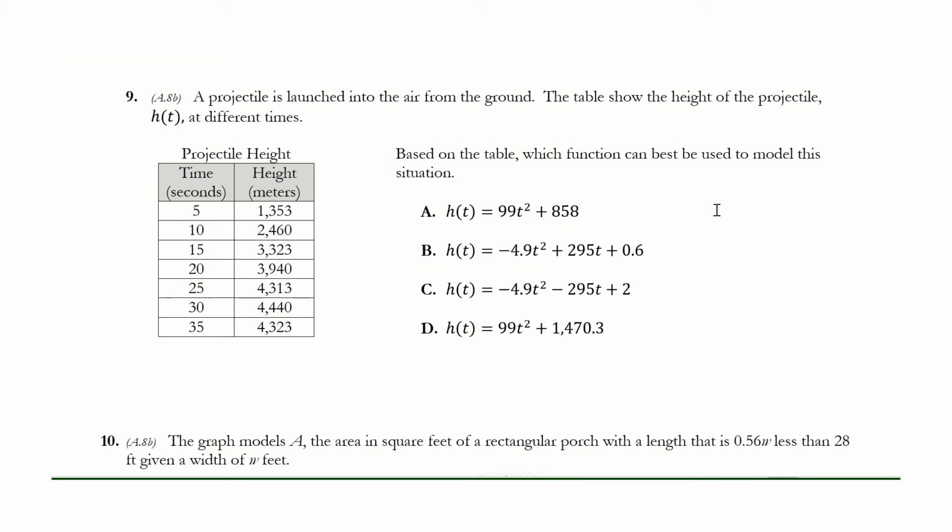Is it A, h(t) = 99t² + 856, B, h(t) = -4.9t² + 295t + 0.6, C, h(t) = -4.9t² - 295t + 2, or D, h(t) = 99t² + 1,470.3?